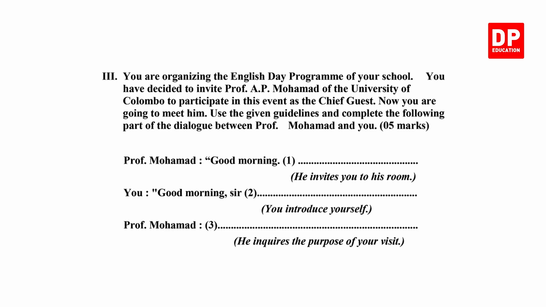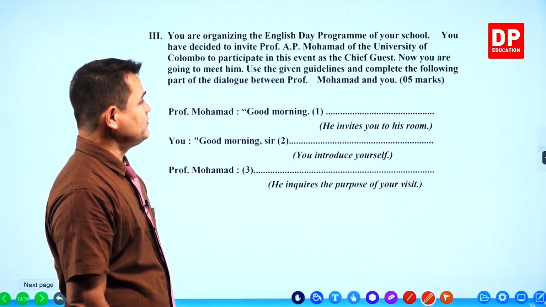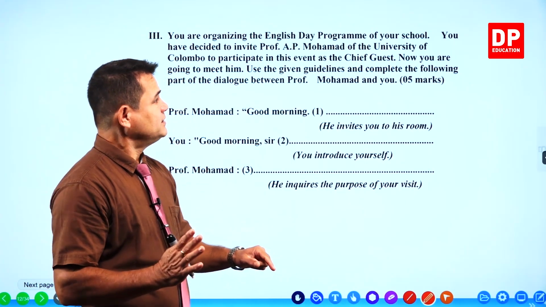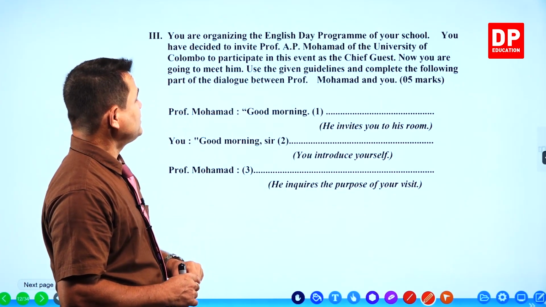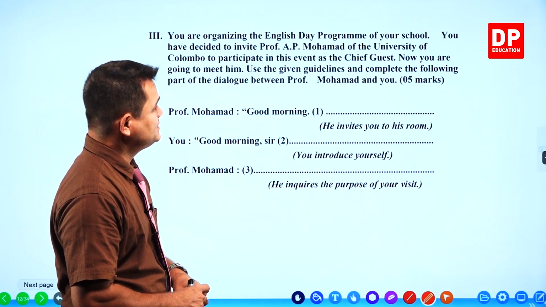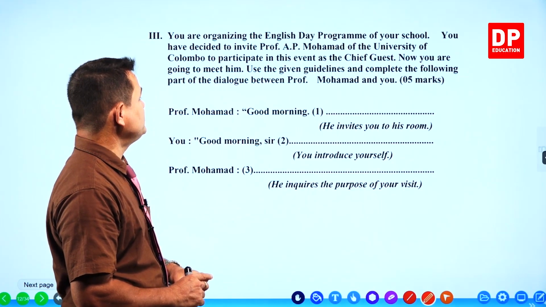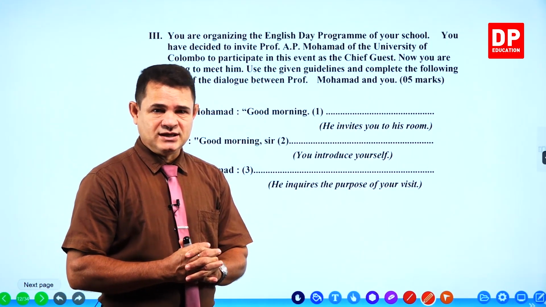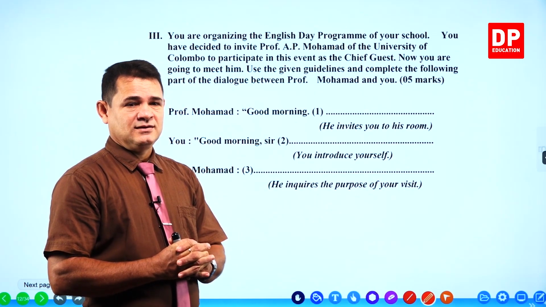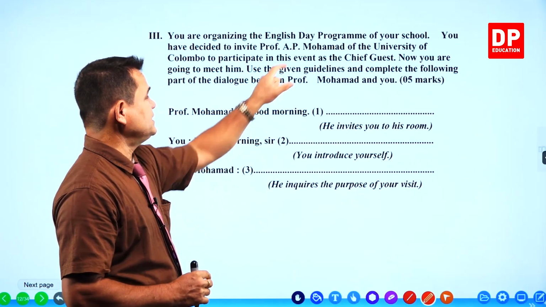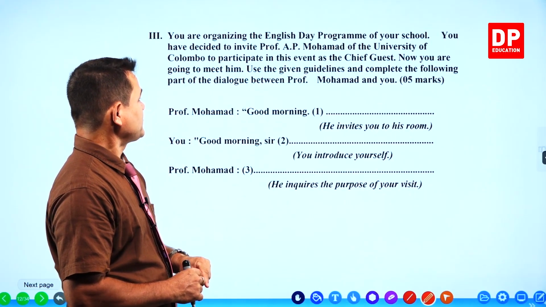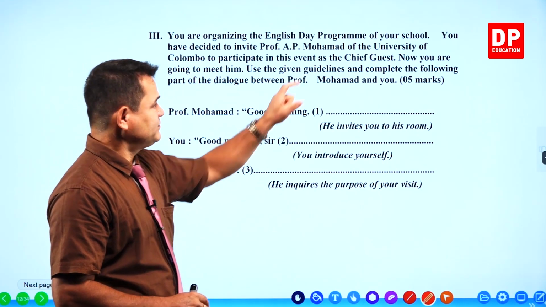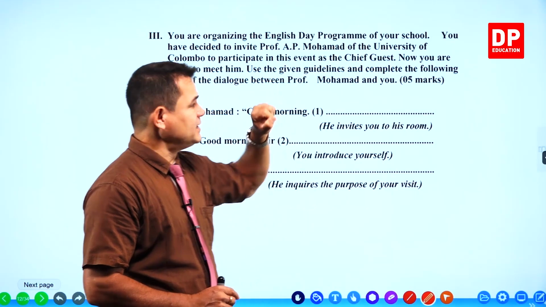You are organizing the English Day program of your school. You have decided to invite Professor A.P. Mohammed of the University of Colombo to participate in this event. Now you are organizing English Day and you are going to invite a professor from the university, and his name is also given to participate in this event as the chief guest. Chief guest විදිහට අපි මෙයාට invite කරන්න යන්නේ.